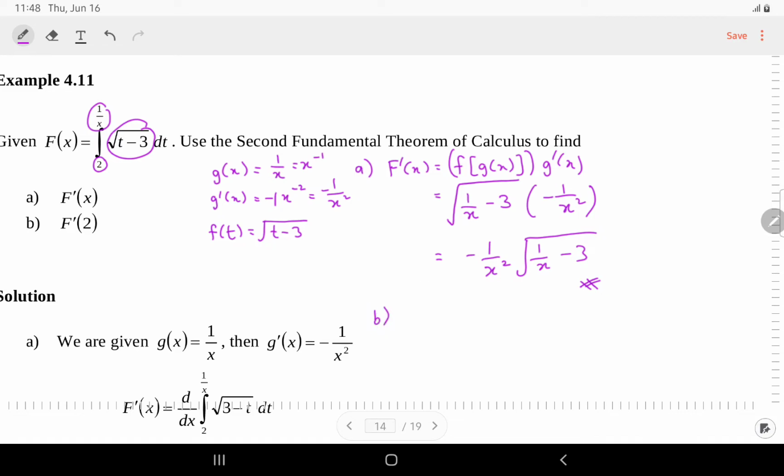Okay, so we proceed with question B. We are asked to find f prime 2. How do we find f prime 2? We already got f prime x. So f prime 2 means from this answer we just substitute x equals 2. So negative 1 over 2 square, times 1 over 2 minus 3.